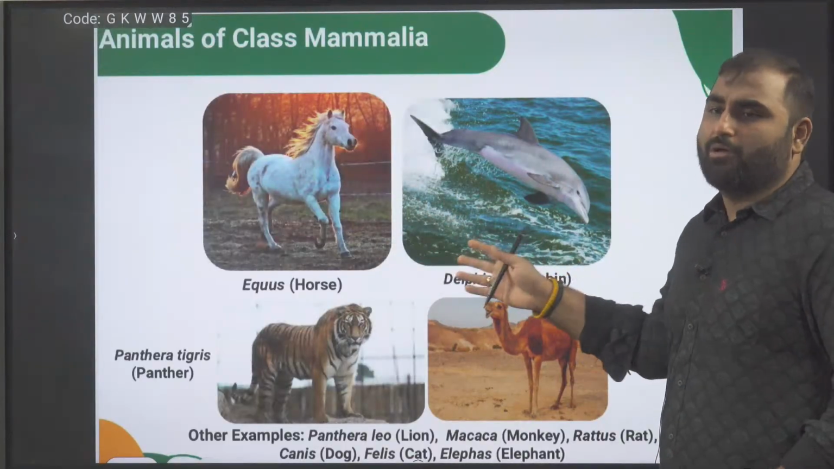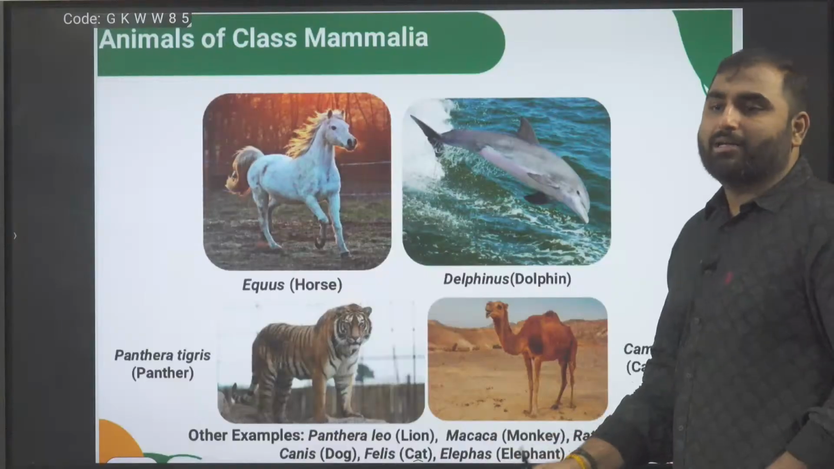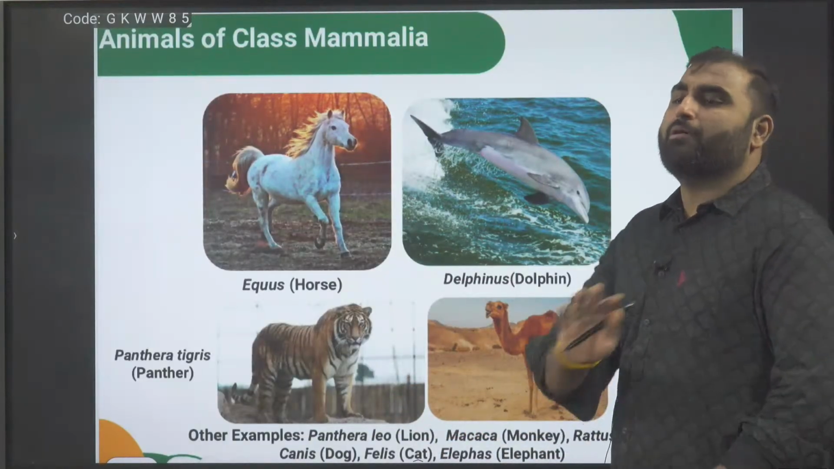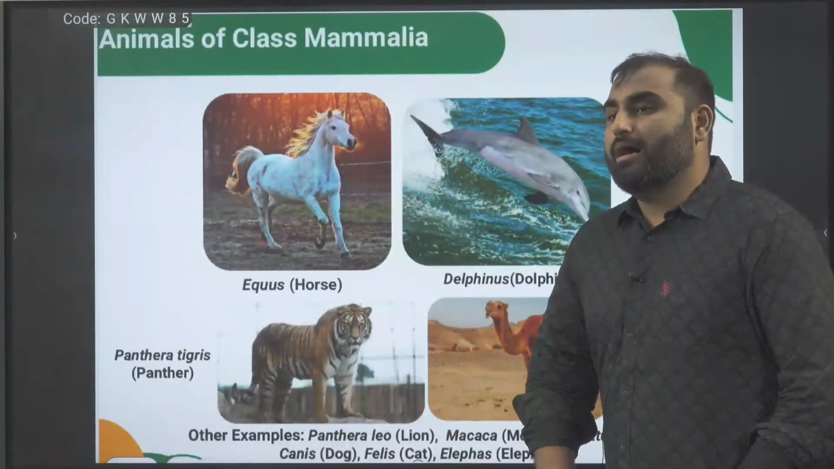Equus, horse; Delphinus, dolphin; Panthera tigris, tiger; Panthera leo, lion; Macaca, monkey; Rattus, rat; Canis, dog; Felis, cat; Elephas, elephant. Remember all the scientific and common names which can be asked in your exam. Are we clear with this?